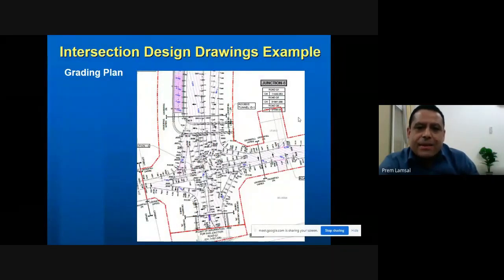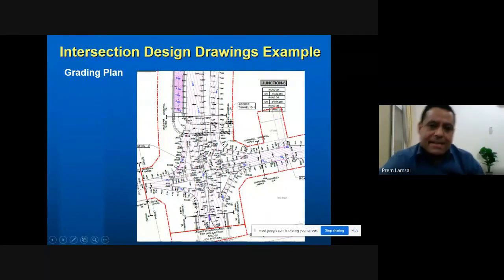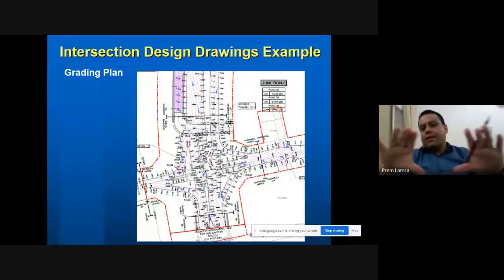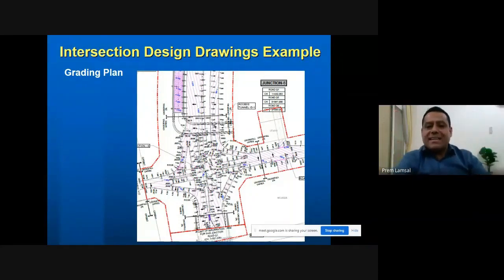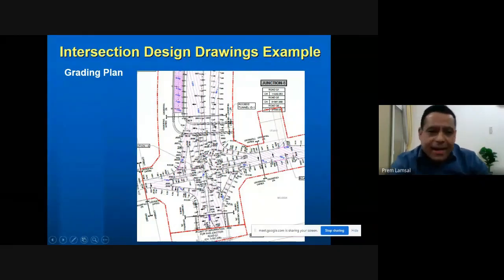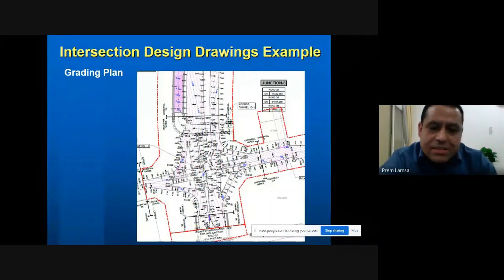This is the grading plan. You can see these contours here, what the cross slope should be, and how we are maintaining the cross slope at the points where we are coming to the intersections, compared to the cross slope we use in the main roads. For example, here we cannot have the same cross slope because at intersections the center space is shared by vehicles coming from both roads. They are taking turns here and crossing across the intersection. So we cannot maintain the same crossfall, the same slope.